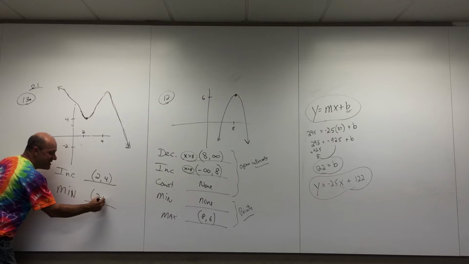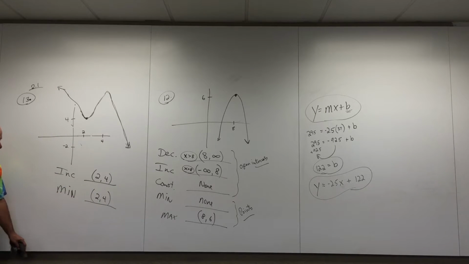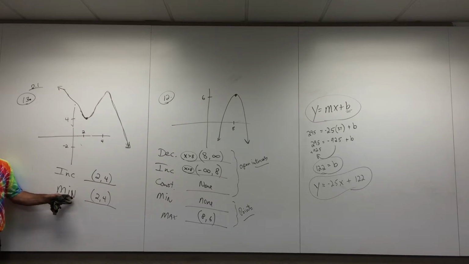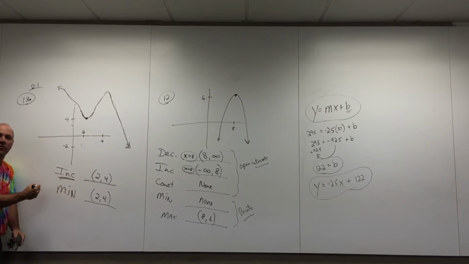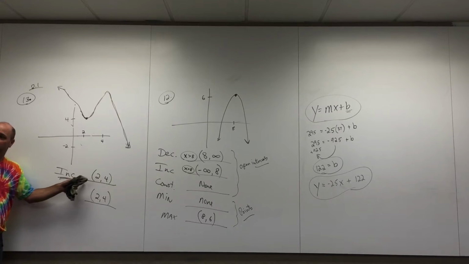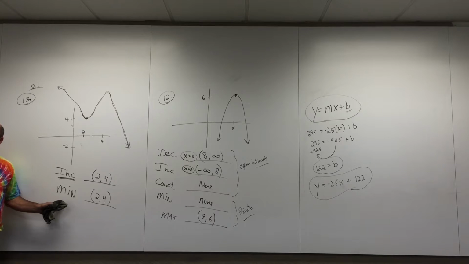The same way. So are you confused? I hope I'm not confusing you, but that could be confusing, right? But I think from the words, you know the difference. When you read the words increasing, you're supposed to know, wait a minute, that isn't a point. Increasing is an interval. So this is the interval 2 to 4. And a min or a max is a point. So this is the point (2, 4).